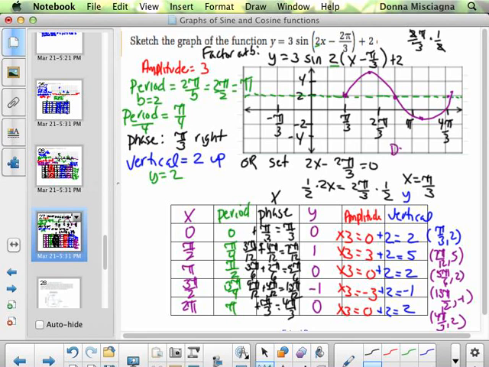The domain would be all real numbers, and our range, our low value is negative 1. You can see it from the table. The high value is 5. And there we go. We're all done.